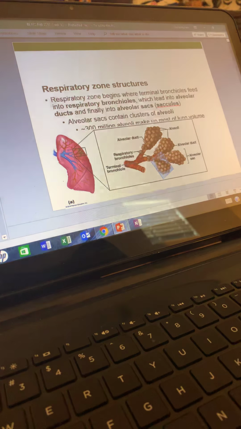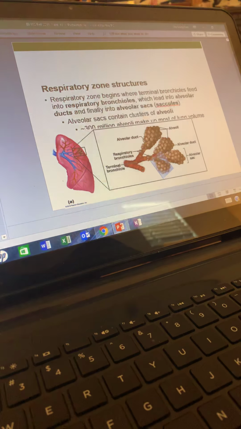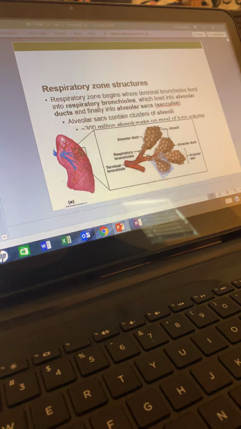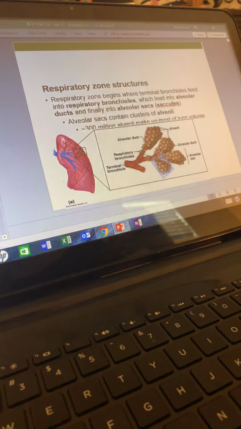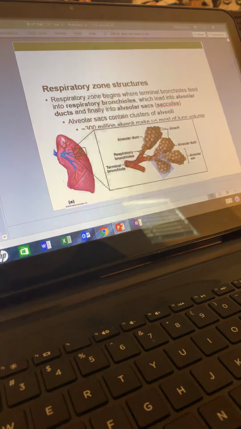The respiratory zone begins where the terminal bronchioles feed into respiratory bronchioles, which then lead to the alveolar ducts and sacs or saccules. The alveolar sacs contain clusters of alveoli. You'll hear them referred to as grape-like structures responsible for respiration, external respiration. So when you see the phrase grape-like, you'll know we're talking about the alveoli, the clusters of alveoli. There's about 300 million alveoli that make up most of the lung volume. That's a lot of them.